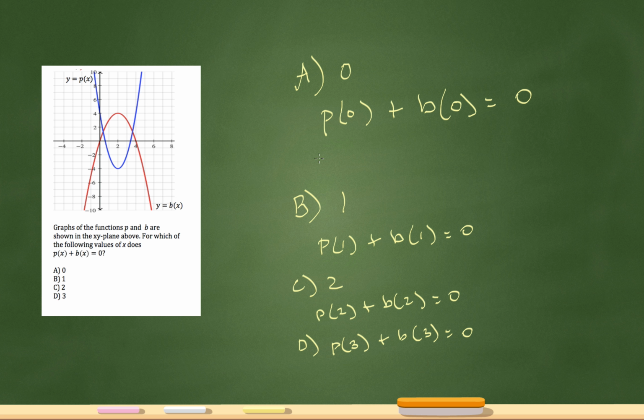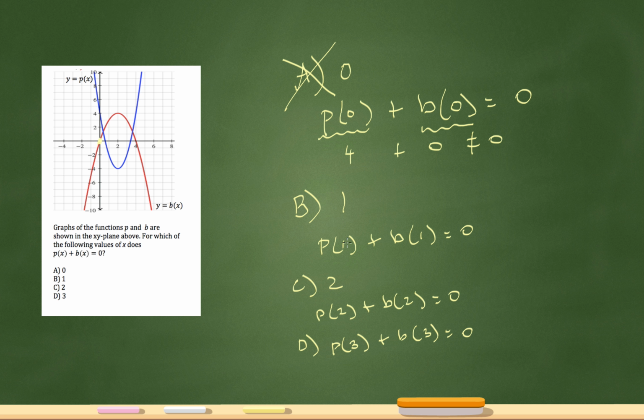So let's go through all of them. Let's start with A. The example before showed me how to figure out p of 0 or b of 0. So p of 0 is saying that my x value is 0, which is right there, and the graph of p is, remember that, the regular blue parabola. So at 0, the y value there is 4, so p of 0 is 4, and b of 0 is right there, b of 0 will just be 0. So I have 4 plus 0, which equals 4, not 0, and that's why A is not my answer.